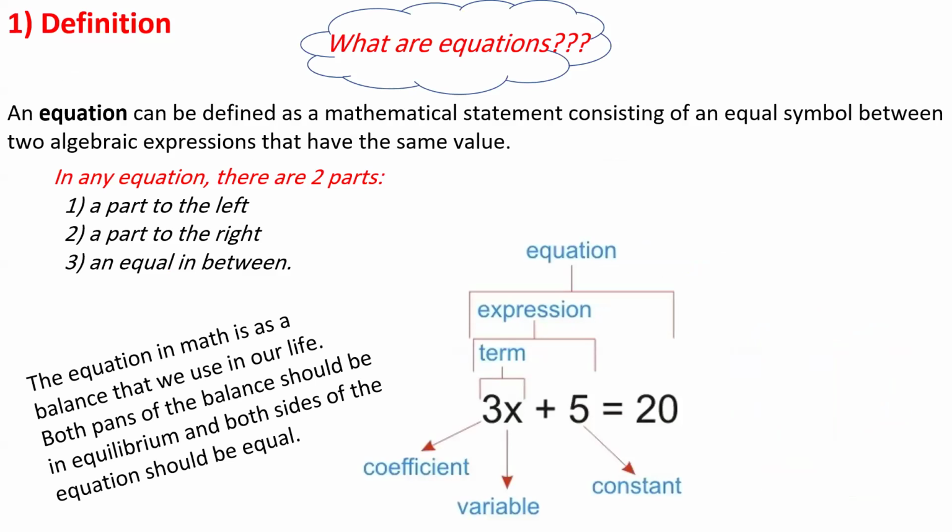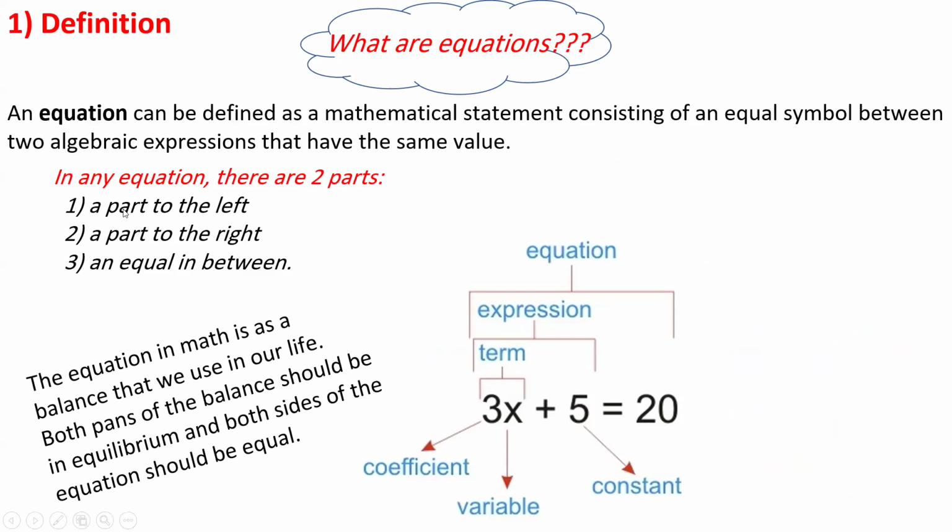Definition, what are equations? An equation can be defined as a mathematical statement. It's a sentence in math. But what does it consist of? Consisting of an equal symbol between two algebraic expressions that have the same value. So, as I said, I have two sides. In an equation, there are two parts or two sides.